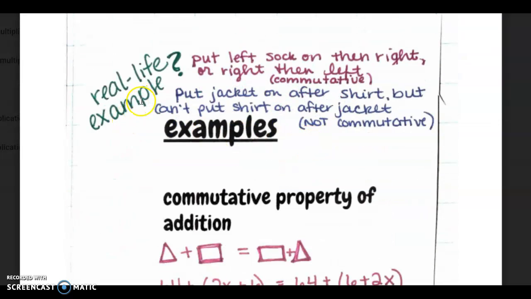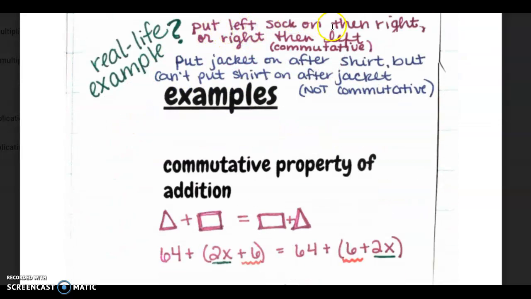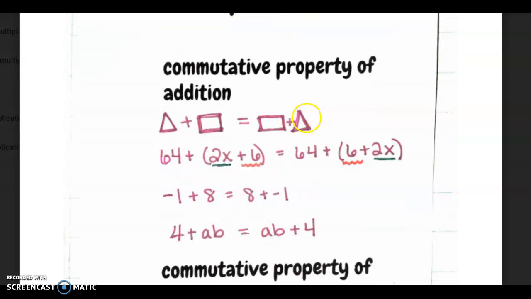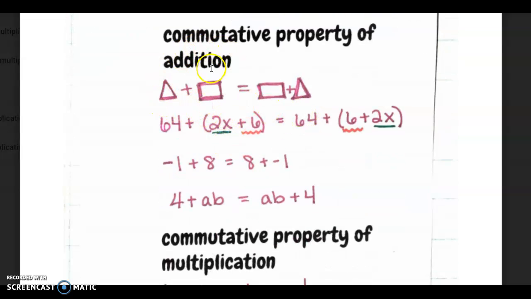Real life examples might include something like putting your left sock on, then your right sock. Or you can put your right sock on, then your left sock. It doesn't really matter. You can accomplish putting both of your socks on in either order. So that's commutative. Something that's not commutative would be to put your jacket on after your shirt or putting your shirt on after your jacket. That doesn't really make sense because you don't want to put a shirt on after you put your jacket on. So that's not commutative.